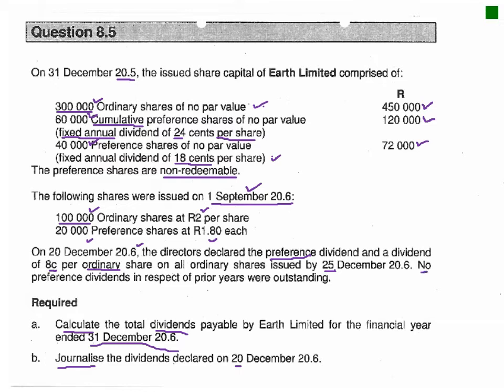They also tell us there are no preference dividends in respect of prior years that are outstanding. In other words, these cumulative dividends are up to date. These cumulative preference shareholders have received their dividends up until the end of the prior year. They just now need to receive dividends for the year that we're busy with, December 2006. So let's look at how we do the calculations.